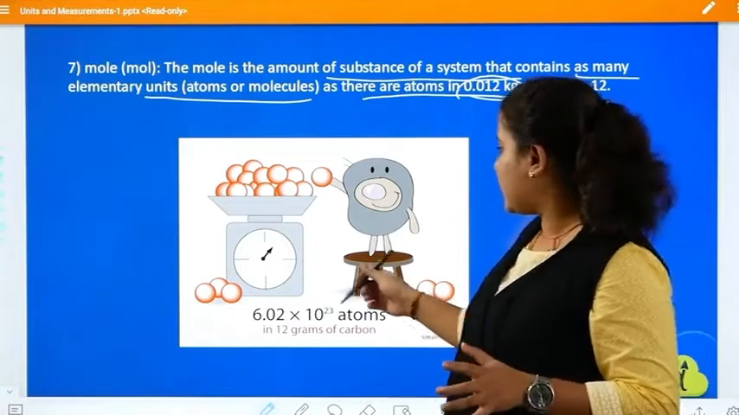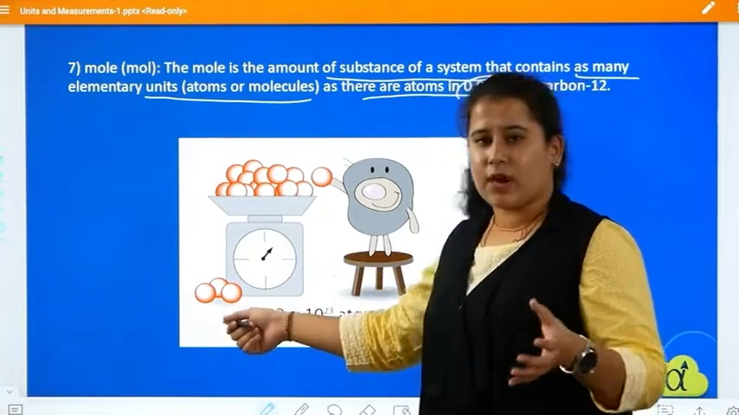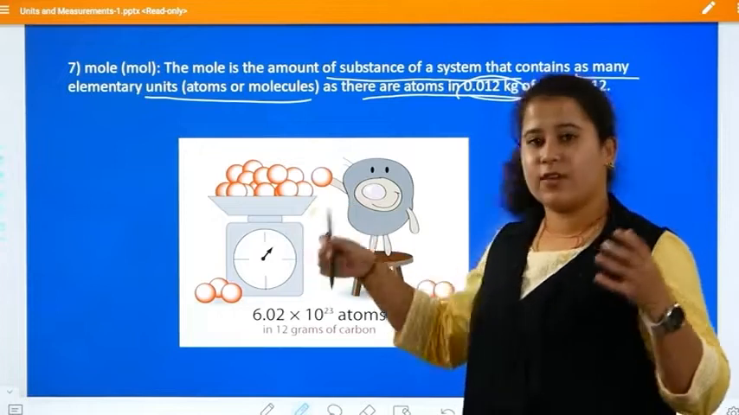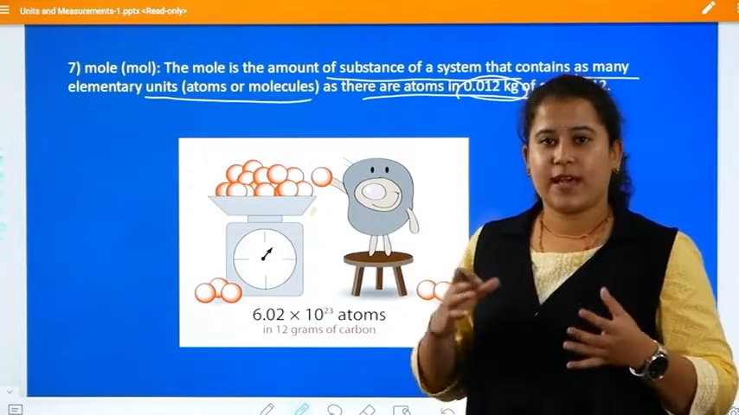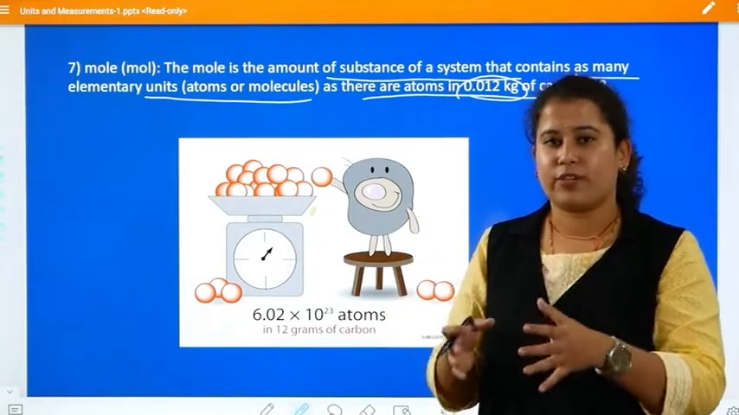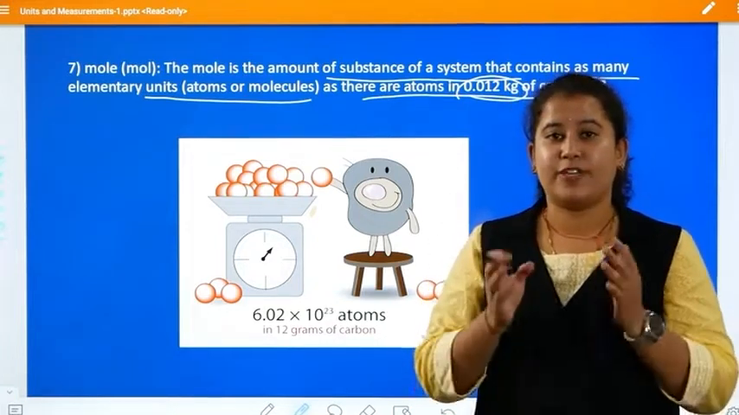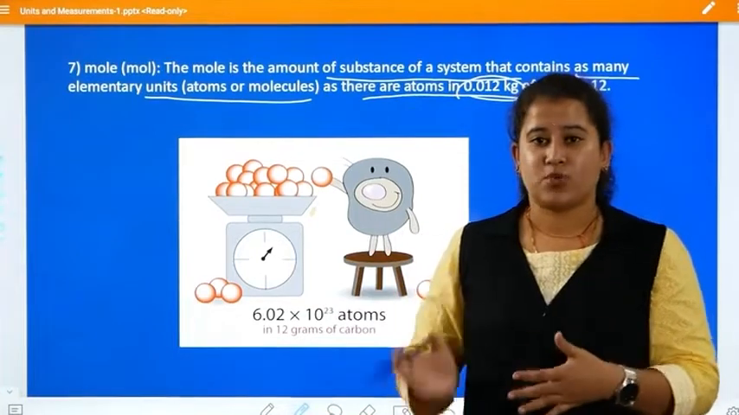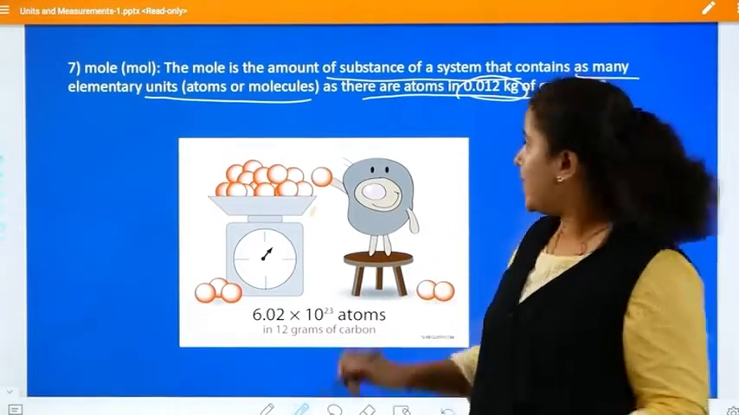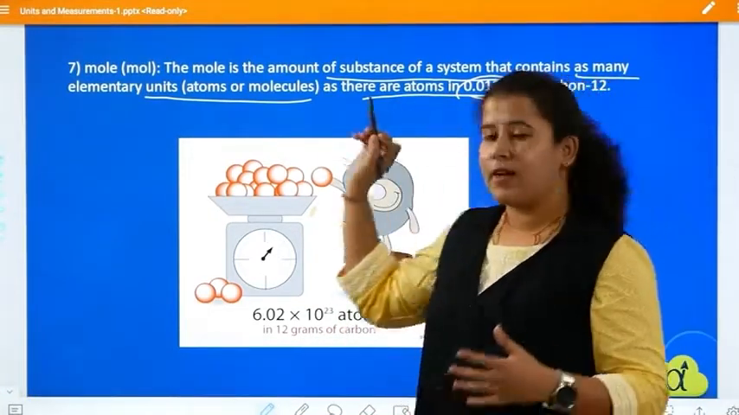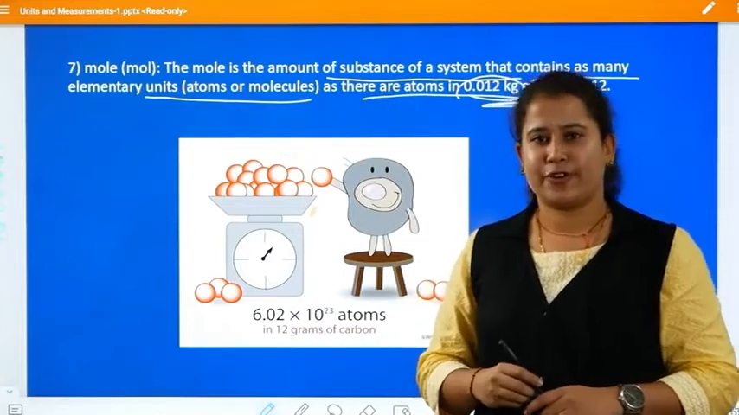You can see here in the picture, there are some balls at the bottom and some balls on the weigh scale. So what are they doing? They are measuring how many atoms or molecules can be weighed, that is around 0.012 kg of carbon-12. That has to be the standard unit whenever you are considering the SI unit of a mole.